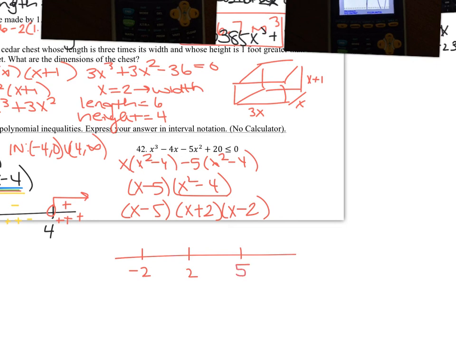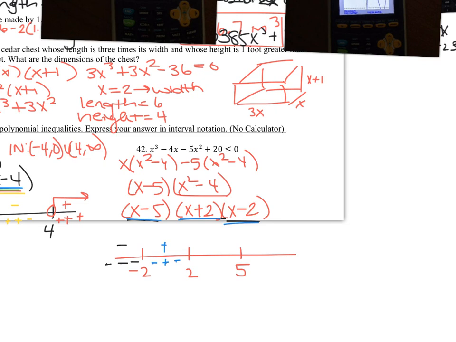Now I'm going to test values. If I pick a value that's less than -2, let's pick -3, and I plug it in, it will be negative for each term. Negative times a negative times a negative is a negative. For any number between -2 and 2, let's say 0, I get a negative, a positive, and a negative. Negative times a positive times a negative is a positive.